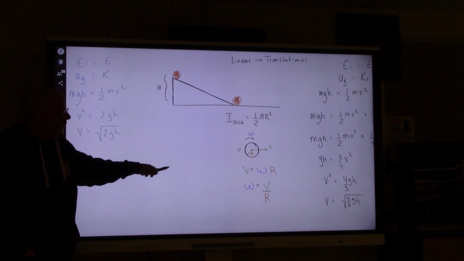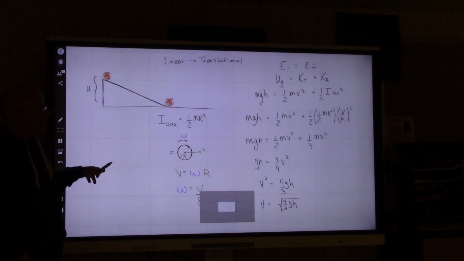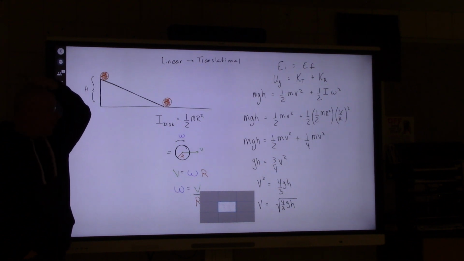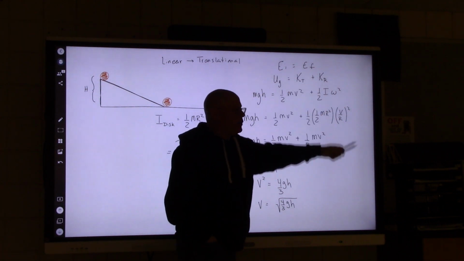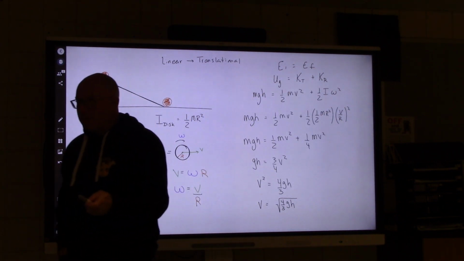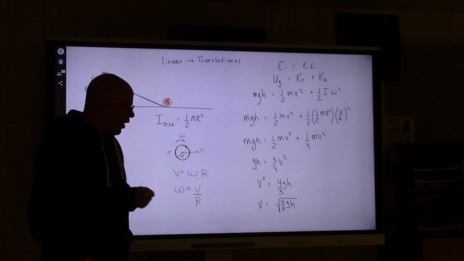So this is how we use the energy for an object that's rolling. We have to consider both the translational kinetic energy and the rotational kinetic energy. Does that sound good?